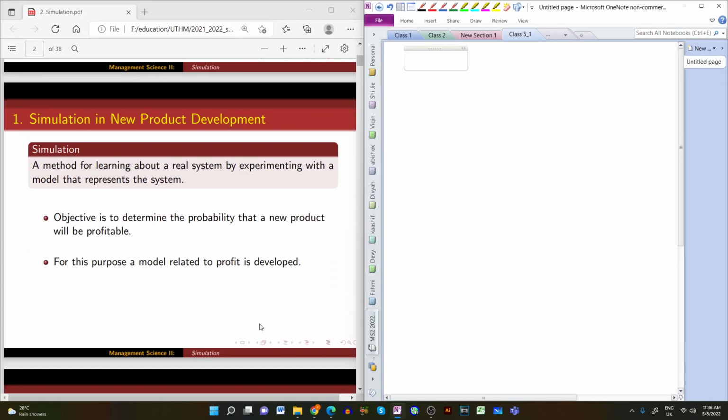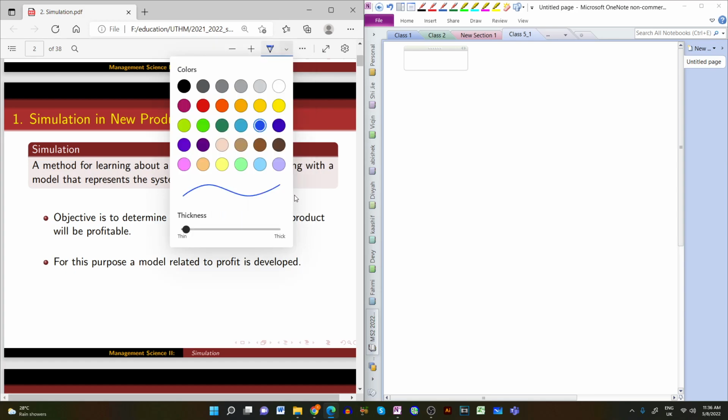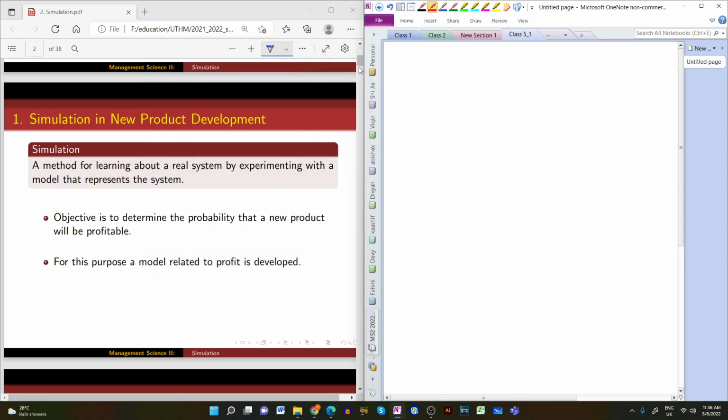The first part is simulation in new product development. First of all, the definition of simulation is a method of learning a real system by some experimentation. By some experimentation, we are studying a real system. So here we are going to experiment regarding the new product.